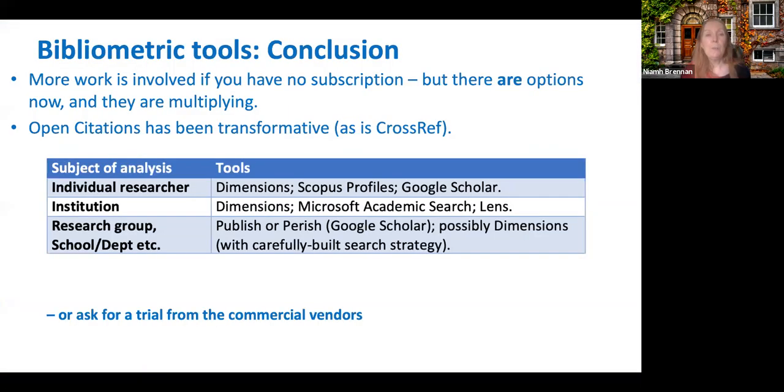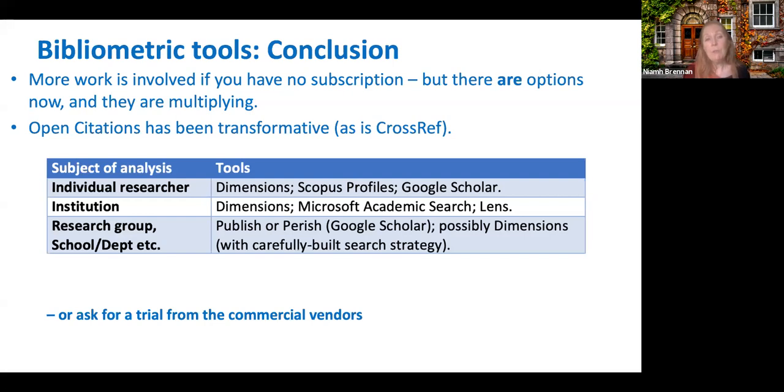And just in conclusion on the bibliometric tools, if you don't have a subscription, you have to do some more work, but actually might end up with some really good results that might even be better in terms of coverage than these subscription-based databases. Arguably, you should use the subscription ones and compare these big databases like Academic Search and the Lens and look at your results. So the alternative options are available now. You don't have to just use Web of Science and Scopus, and those options are getting better and they're multiplying. The Open Citations Initiative has been absolutely transformative and so has Crossref.